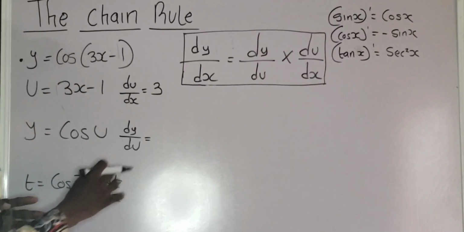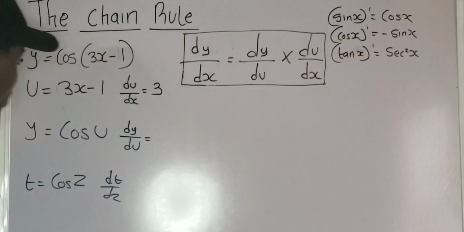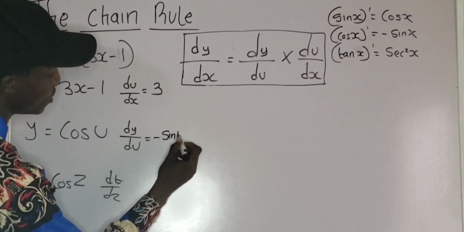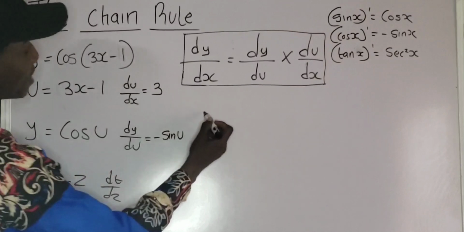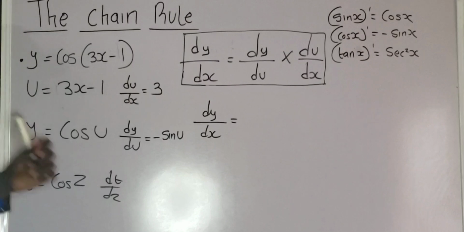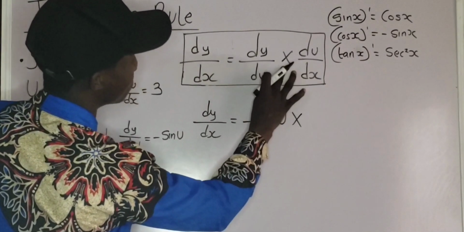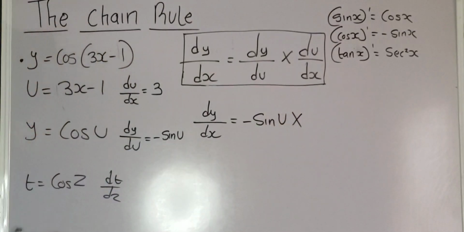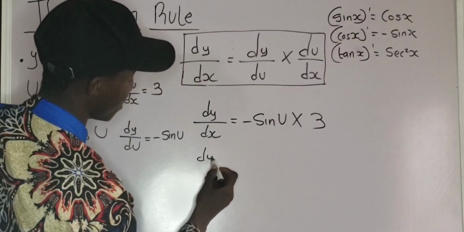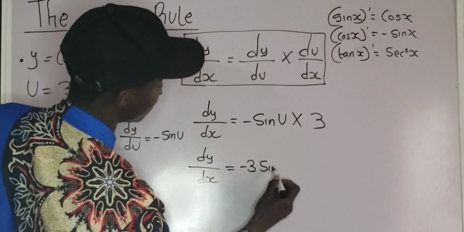So dy over du is what? If you differentiate cos x, what are you going to get? You are going to get minus sine x. So if you differentiate cos u, you are going to get minus sine u. So for this, I'm going to have minus sine u. Okay? Now let us progress. Dy over dx now equals dy over du. Now dy over du is what? Minus sine u. So I'm going to have minus sine u multiplied by du over dx. Derivative of u with respect to x is what? 3. So I'm going to have minus sine u multiplied by 3. So dy over dx is equal to minus 3 sine u.